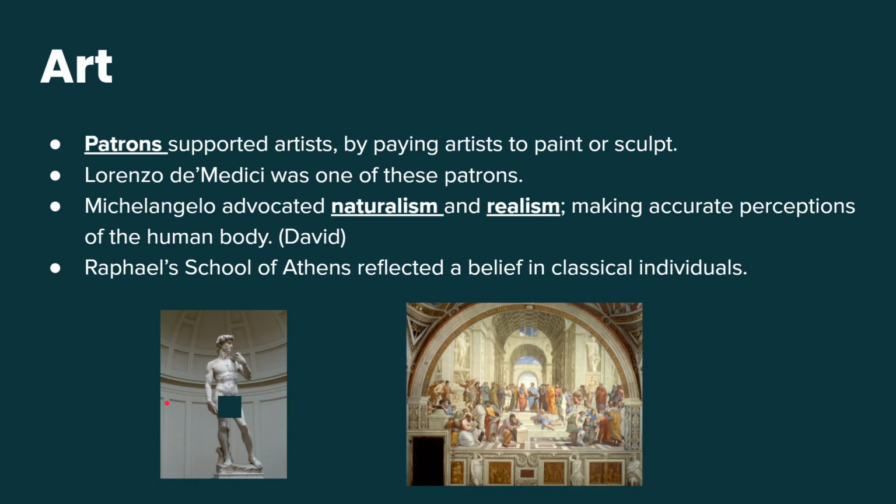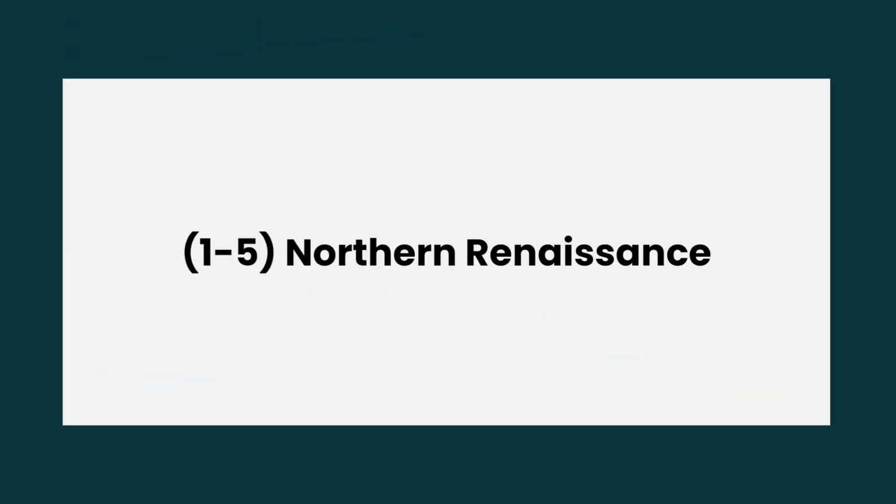And then there's Raphael's School of Athens, which reflected beliefs in classical individuals. There are lots of different scientists and different figures here that are working together, although they definitely didn't live at the same time. So that was the Italian Renaissance.